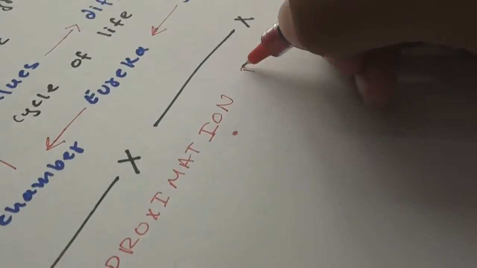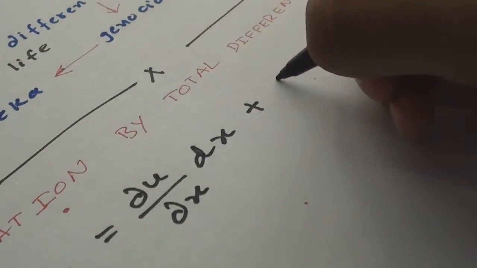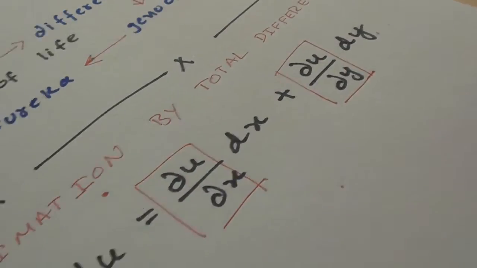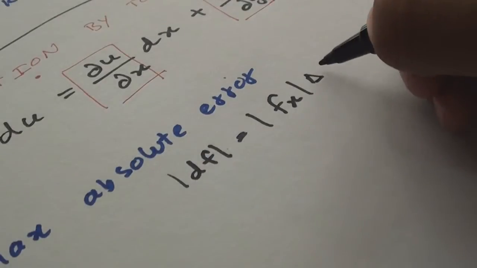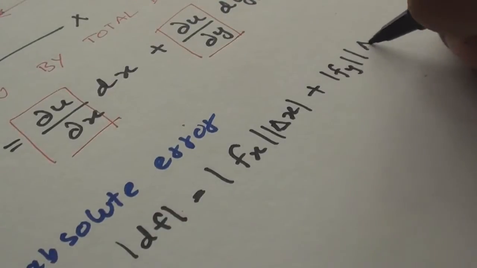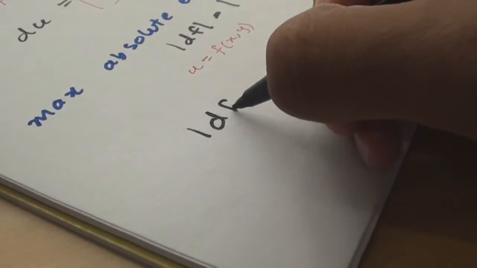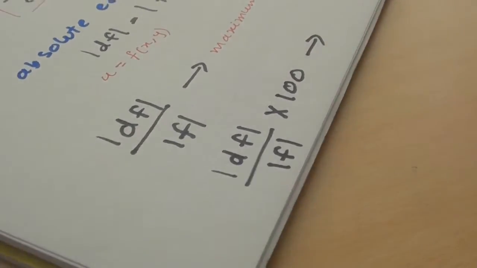Totally. Which reminds me, I got sidetracked talking about total differentials, and now that we know why it is used, we reach approximation by total differentials. We saw that the approximate change du corresponds to a small change dx in x and dy in y. Once these are calculated, we can use it to estimate errors in calculations. Hence, maximum absolute error is given by this. Remember, u is a function of x and y. The ratio mod df by mod f is the maximum relative error, and times 100 is the maximum percentage error.